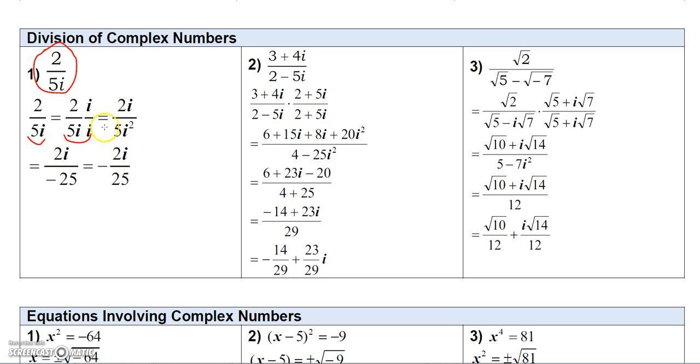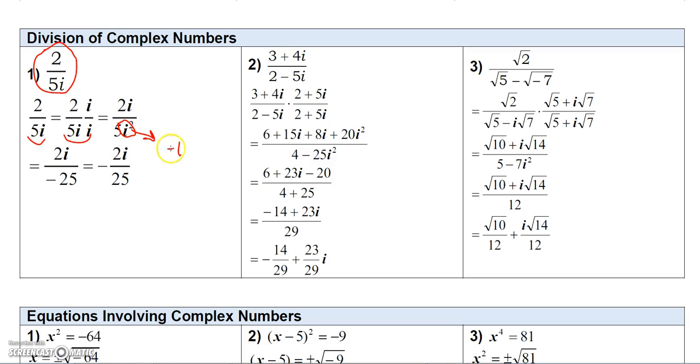And so that's actually what we're doing. We're actually rationalizing the denominator so that we get rid of the complex number. So since I only have to multiply the denominator by i to get rid of the complex number, I also would have to multiply the numerator by i. So in the numerator I'd have 2i, and in the denominator I'd have 5i squared. And remember, i squared is negative 1.